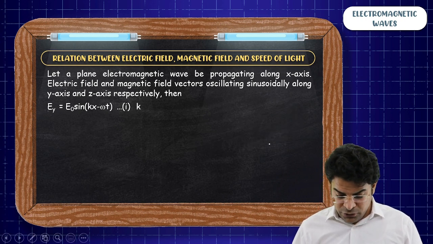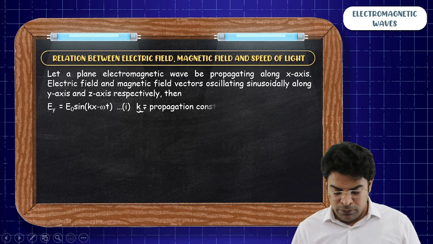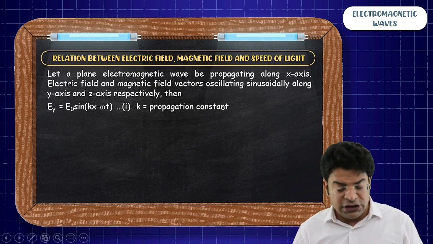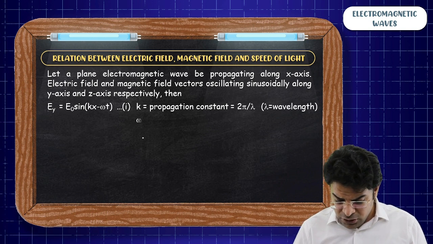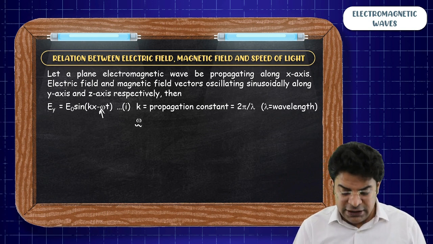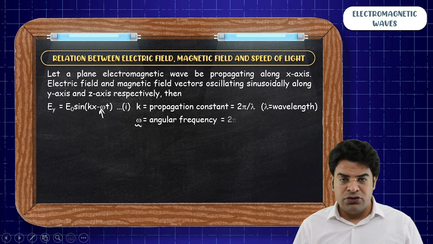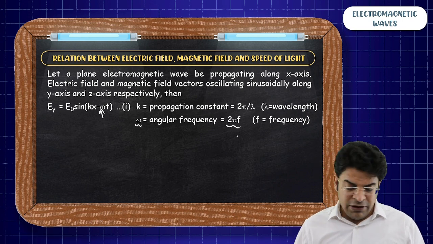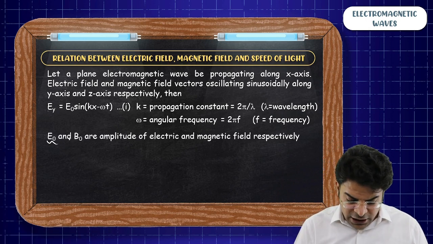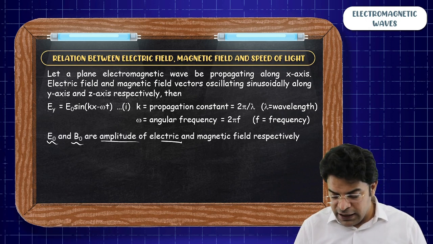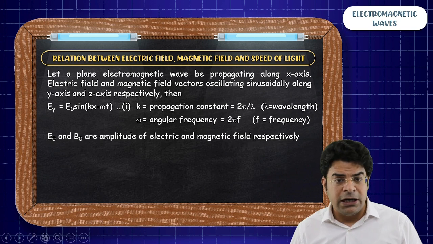Now, here k is nothing but 2 pi by lambda, which is called the propagation constant or the angular wave number. Second thing, omega is nothing but the angular frequency, which is also equal to 2 pi f. We have learned all of this in the topic of waves already. Now here E naught and B naught are the amplitudes of the electric field and magnetic field respectively.